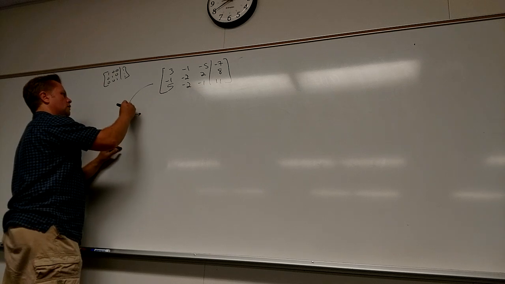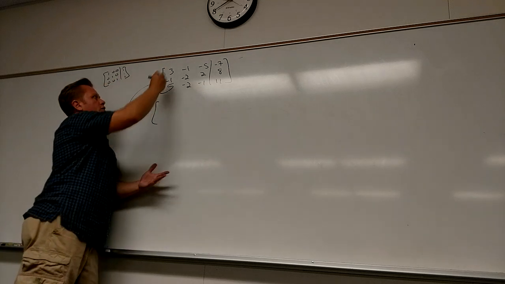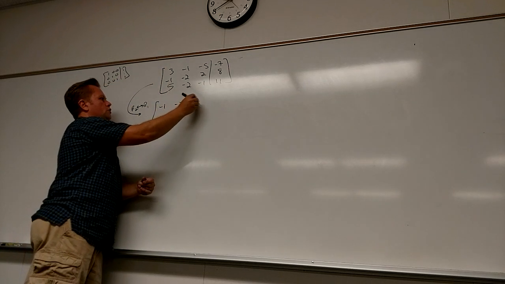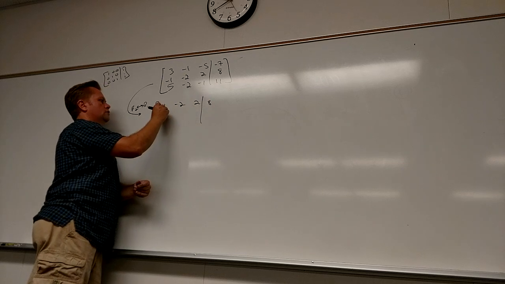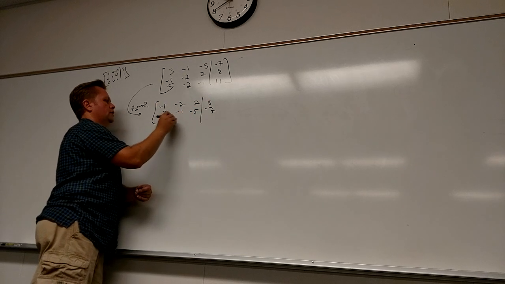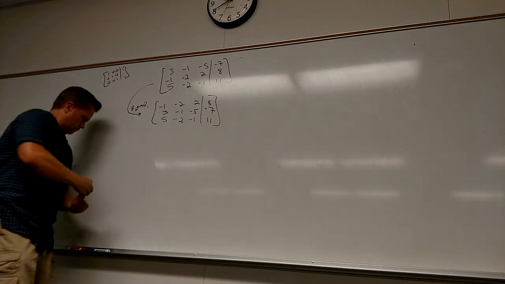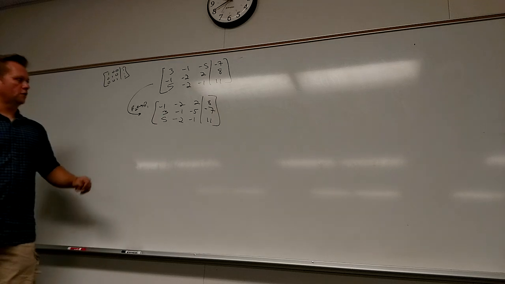So switch row 2 and row 1. It doesn't really matter, but yeah. So you get -1, -2, 2, 8; 3, -1, -5, -7; 5, -2, -1, 11. All right, so I basically just gave away the first step.